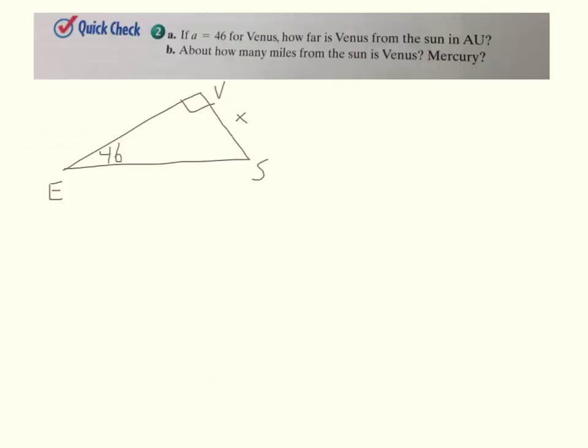All right, quick check number 2 asks us to figure out how far Venus is from the Sun in astronomical units. Again, we wait until Venus forms a right angle with the Earth and the Sun. E is the Earth, S is the Sun, V is Venus. We measure with our clinometer the angle to be 46 degrees. This distance from the Earth to the Sun, again, is 1 astronomical unit. How are we going to get x? Please pause the video while you try to figure this out.